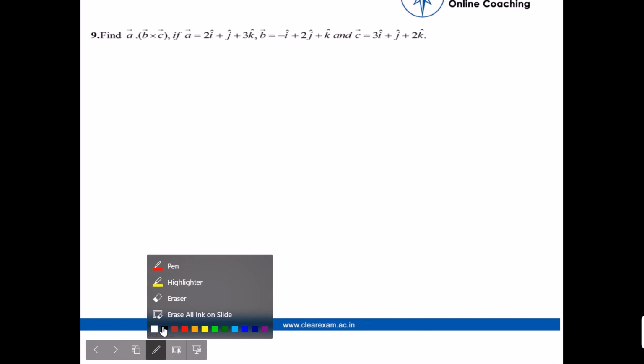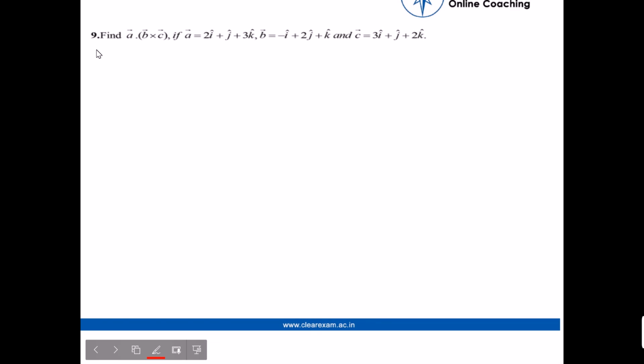So our ninth question is: find a vector dot b cross c vectors, if a vector is given as 2i plus j plus 3k, b vector is given as minus i plus 2j plus 3k, and c vector is given as 3i plus j plus 2k. So we have to find the value of a vector dot b cross c vector by using these given vectors. So let's jump into the answer.